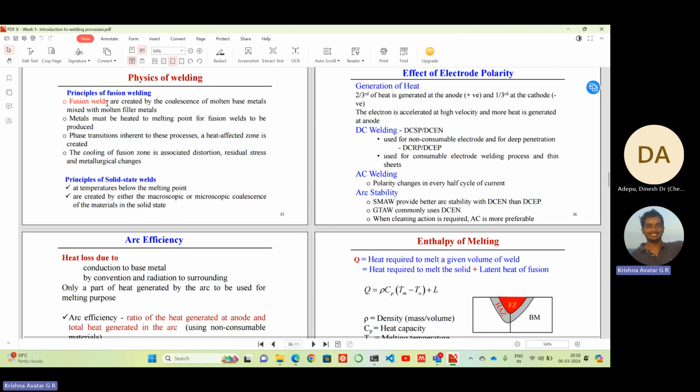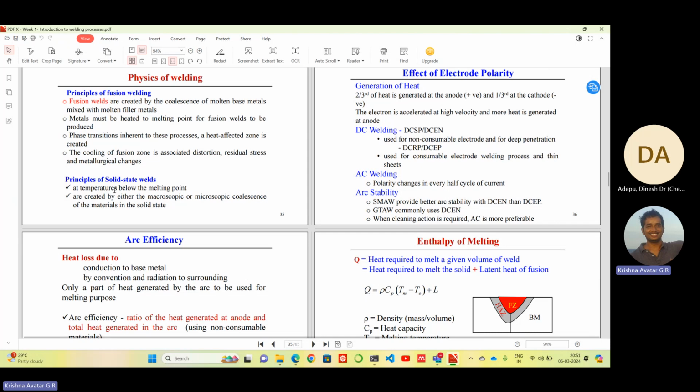Because it's only this model which we can actually use, we require some heat source models, and we'll encounter them in the later lectures. These fusion welds are created by the collisions of molten base metals mixed with molten filler metals, and metals must be heated to melting point for fusion welds to be produced. There are also phase transitions inherent to the processes. A heat affected zone is created. The cooling of the fusion zone is associated with distortion, residual stress, and metallurgical changes.